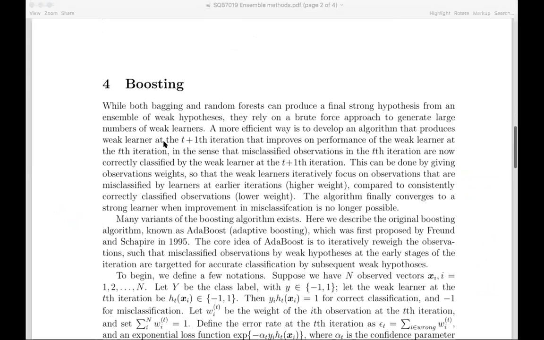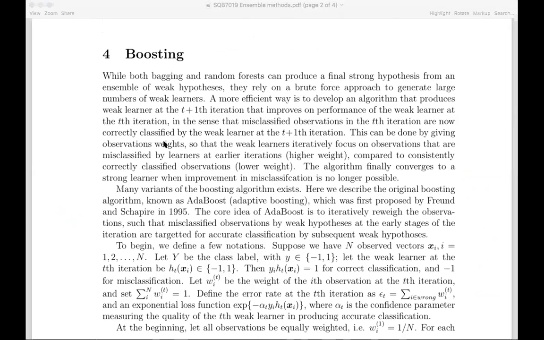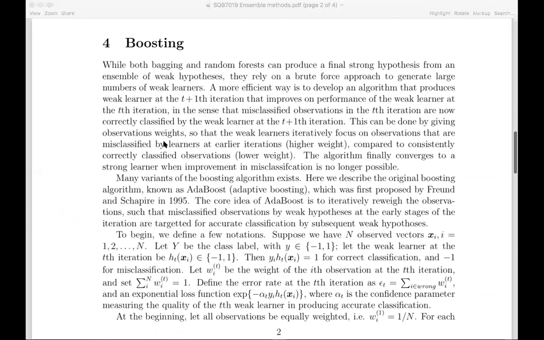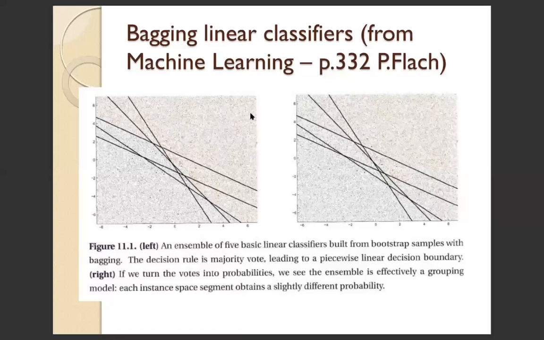Okay, so now we go into a more technical topic called boosting. But before that, let me share the slides with you. Okay, so can you see the slides? Yes. Okay. So anyway, this one is going back to bagging, right?